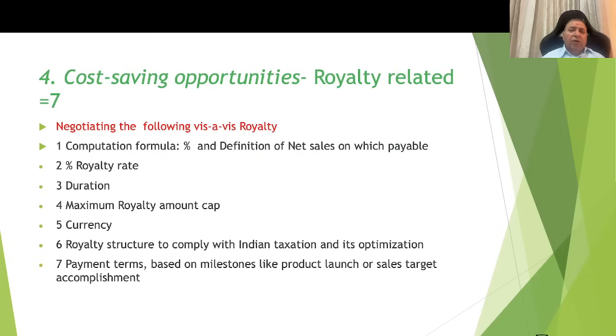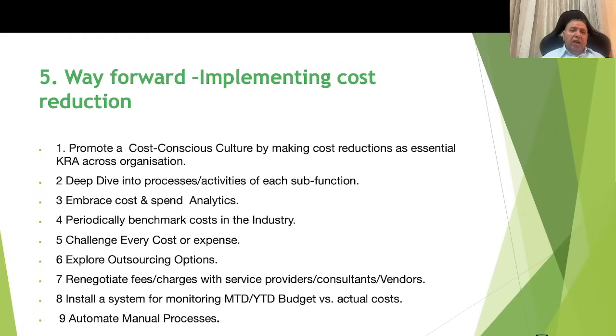Royalty related. Seven points are there for cost saving. One is the computation formula for the royalty, how the royalty will be computed, percentage and definition of the net sales on which it is payable or any other method, percentage royalty rate, duration for which royalty is payable, maximum royalty amount cap if any, currency, royalty structure to comply with Indian taxation and its optimization, and payment terms based on milestones like product launch or sales target accomplishment. Most of what I am saying is based on my experience in managing and handling these somewhere in my career.